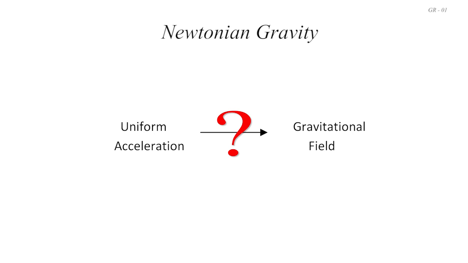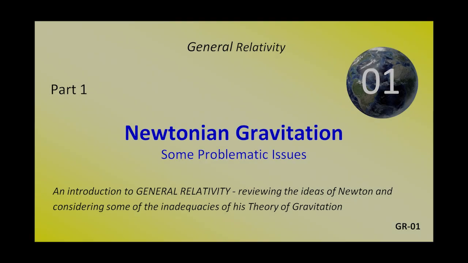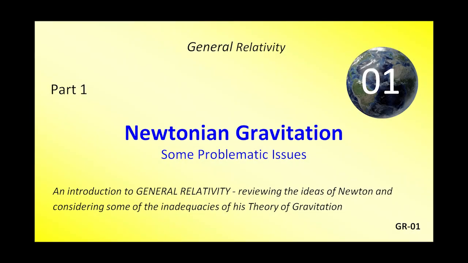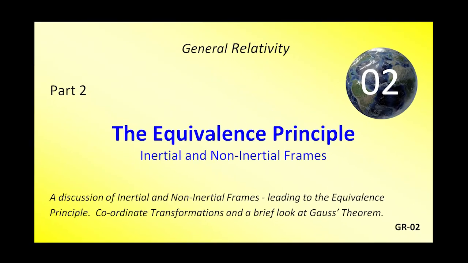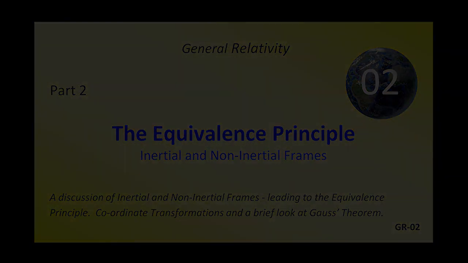This will then allow us to introduce the equivalence principle and to see how Einstein used this and other ideas to introduce his general theory of relativity, a theory which would address the problems associated with Newtonian gravitation. This video, as a simple introduction to general relativity, has reviewed the ideas of Newton and thought about some of the inadequacies of his theory of gravitation. The next video in this series, number 2, will consider inertial and non-inertial frames and will lead to the equivalence principle. It will then discuss coordinate transformations and take a brief look at Gauss's theorem.